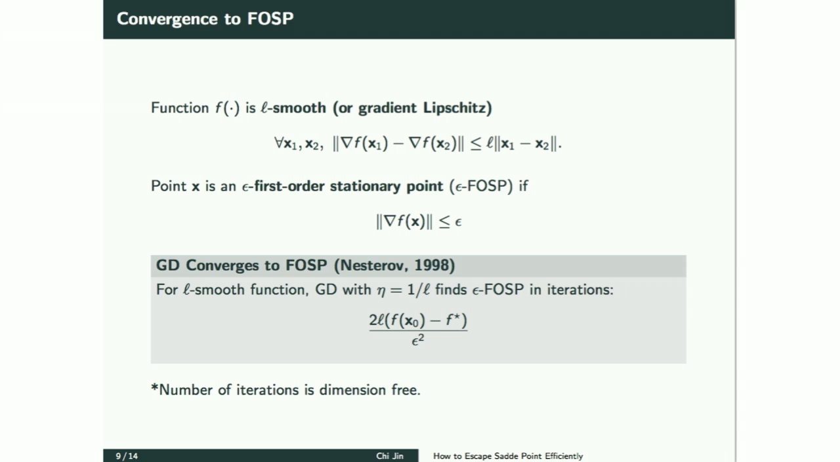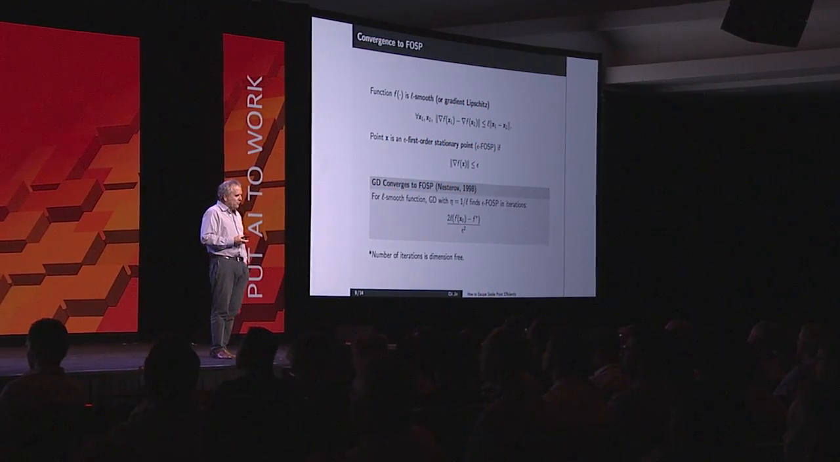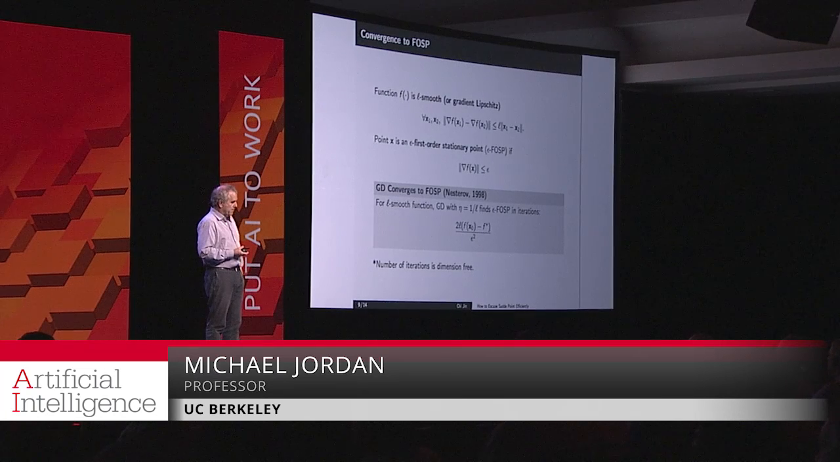A stationary point is not exactly that the gradient is equal to 0. You would only converge to that asymptotically. So we put a little ball of size epsilon around it, and we ask how long it takes to hit that ball, for any epsilon. That gives us a rate of convergence into the optimum. That rate was established by Nesterov, who showed that it's 1 over epsilon squared.